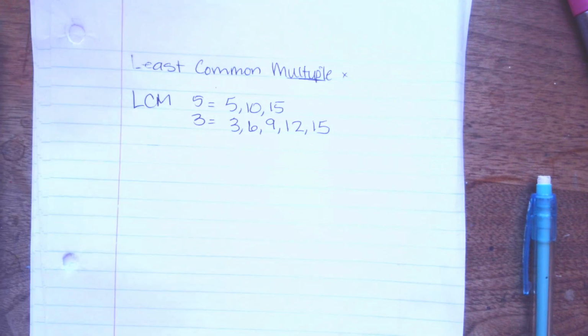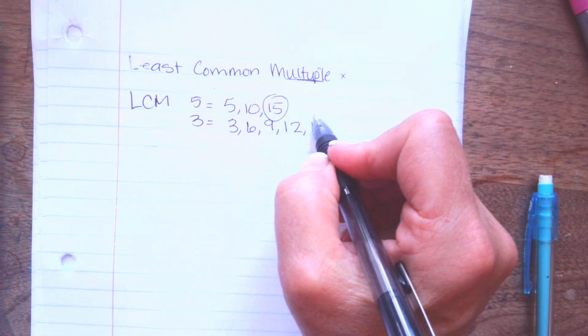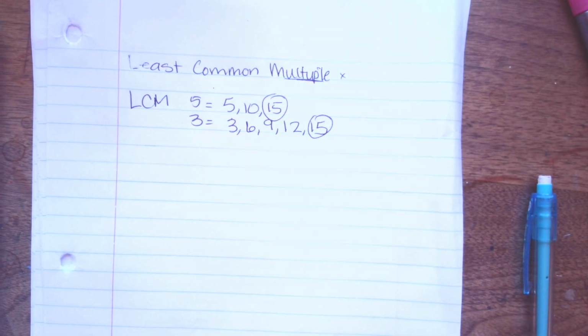Do I have a common number yet, Kate? Yes, it's 15. So I'm going to circle 15, and that is my least common multiple.